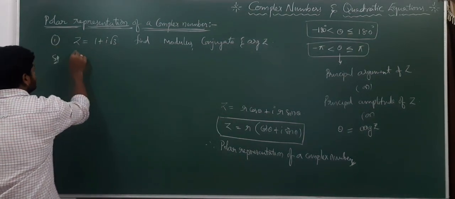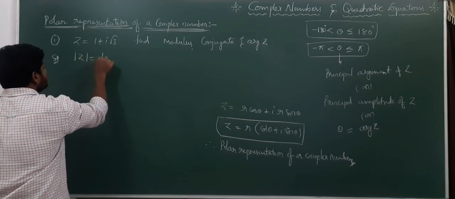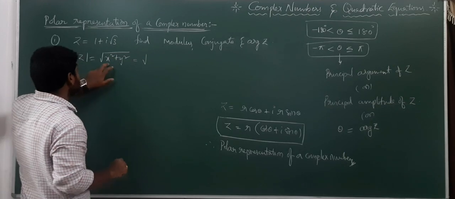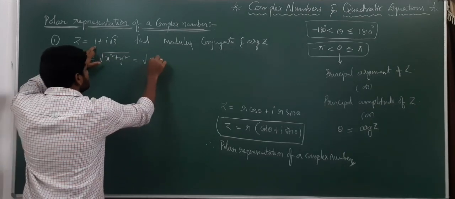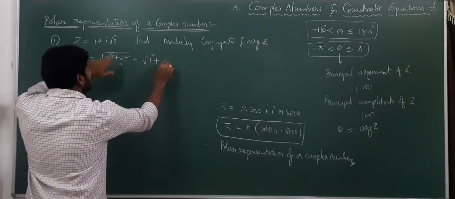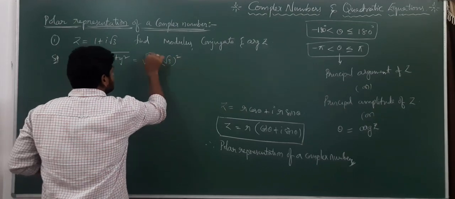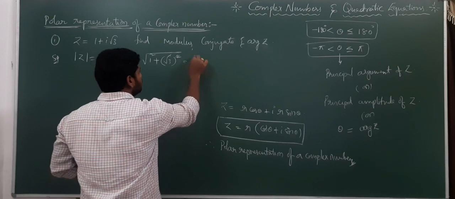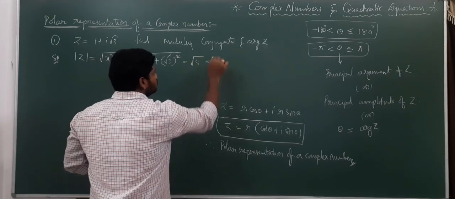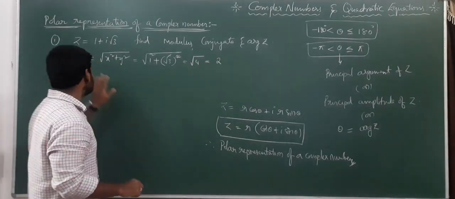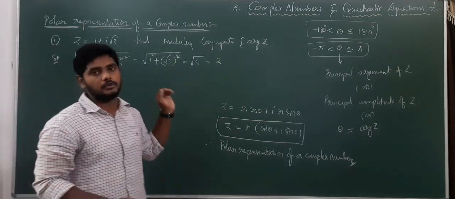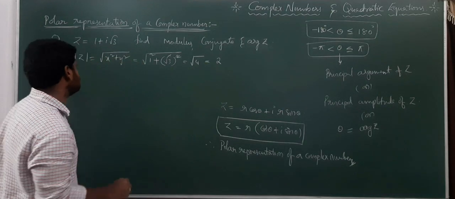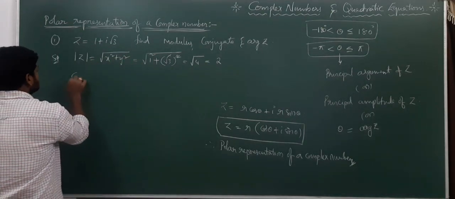To find the modulus, the formula is square root of x square plus y square, or a square plus b square. What is x here? x is 1, so 1 square plus y value root 3 whole square, which is nothing but square root of 1 plus 3, square root of 4, which is equal to 2. Don't write plus or minus 2. Why? Because modulus of z should always be positive. Why? Because that is the distance from the pole to that complex number. So you need to write 2 only, positive. Next, conjugate.